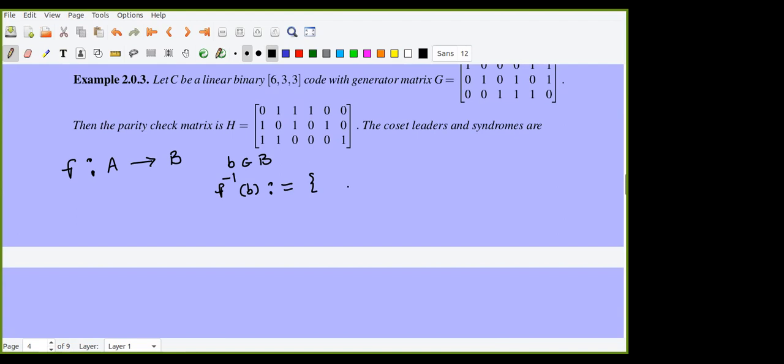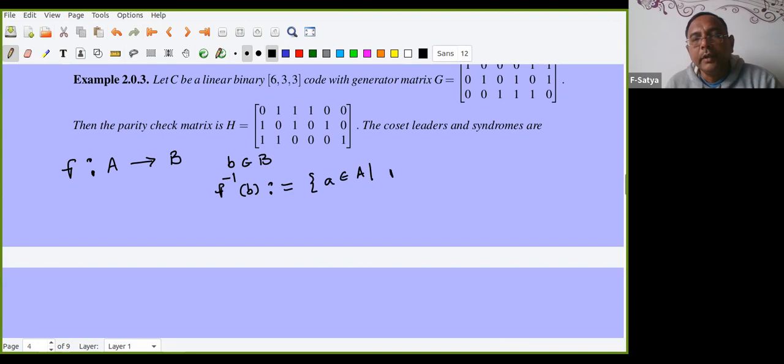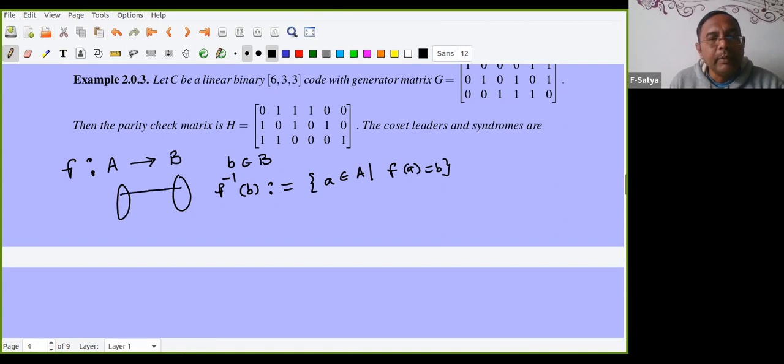The set of all a in A such that f of a is equal to b. It is exactly the pre-images, right? So I have B here, I have A here. There are many elements mapped to a single element b, correct? So this is my b, and many are mapped to b. I'm collecting all those, so that is the set.